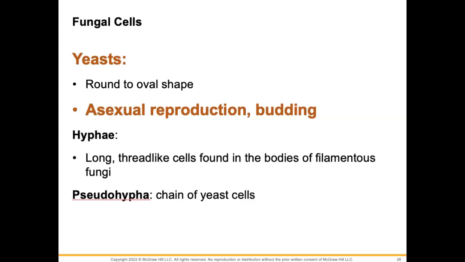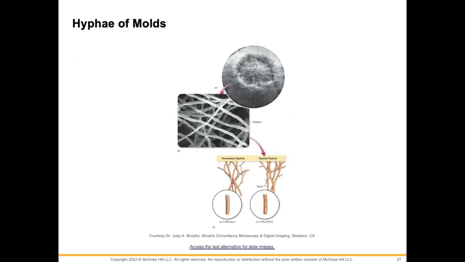Hyphae are the long thread-like cells found in the bodies of filamentous fungi. And then if it's a chain of yeast cells, it's referred to as a pseudohypha. So this should look familiar if you've ever left anything in the refrigerator for too long. A little bit of mold growing there.